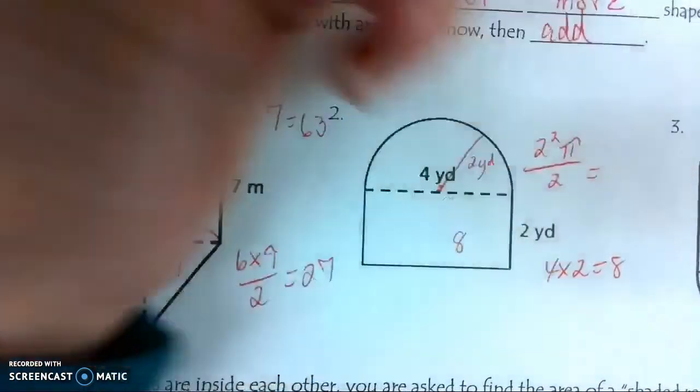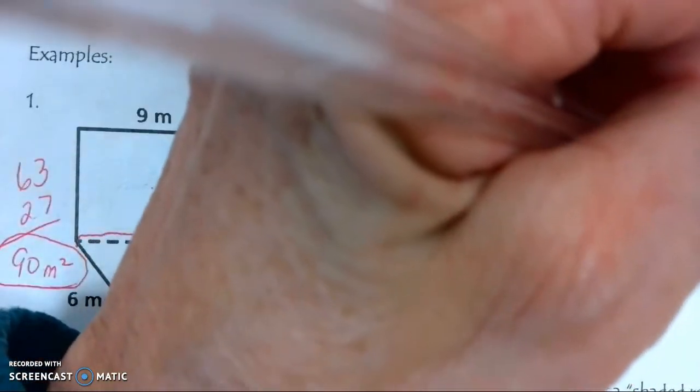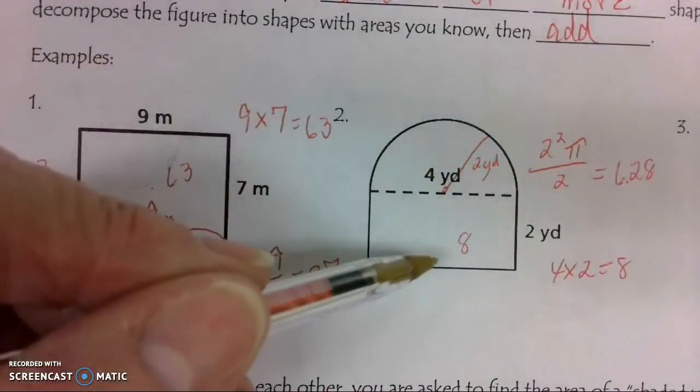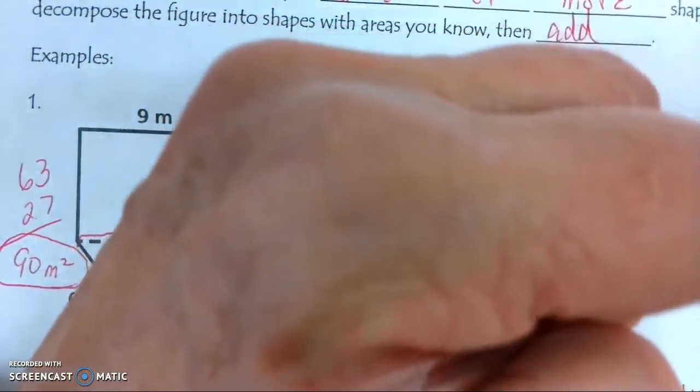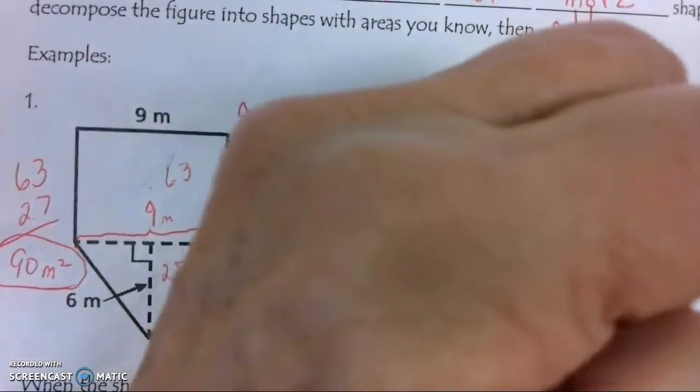And then to find my circle, I need to do 2 squared times pi. Only I have to divide this by 2 because that circle is not a whole circle, it's a semicircle. So I need to divide. And then when I do 2 squared times pi divided by 2, my answer is 6.28. So now I have my semicircle and I have my rectangle. So I'm going to add 8 plus 6.28, and that will give me 14.28 yards squared for the total area.